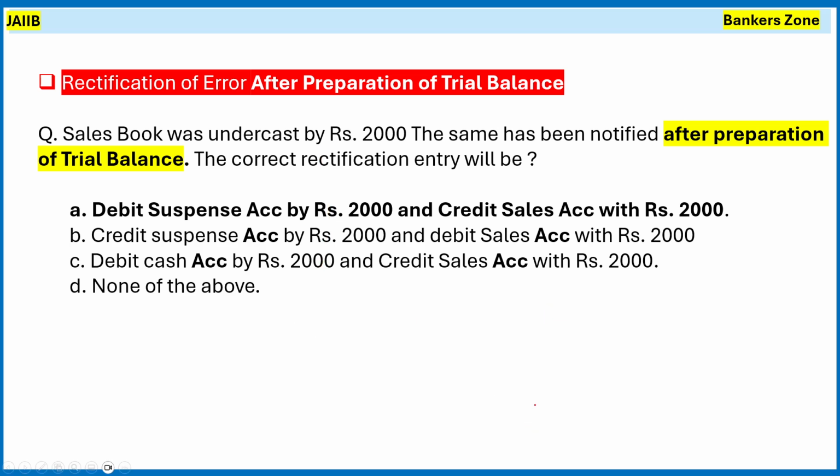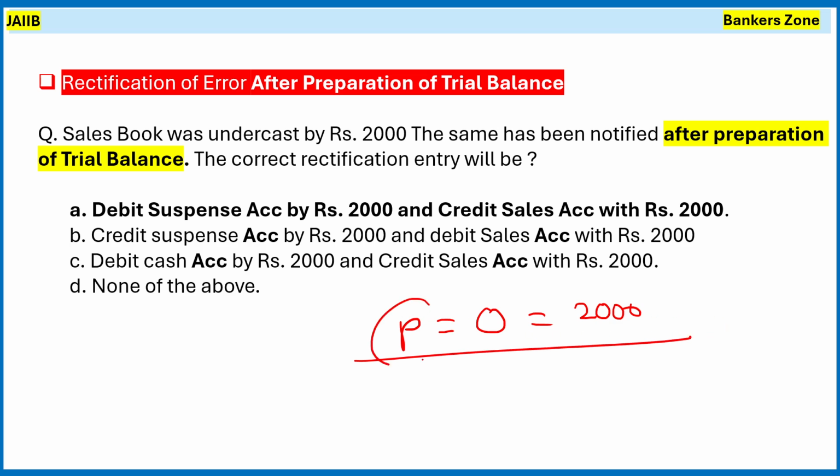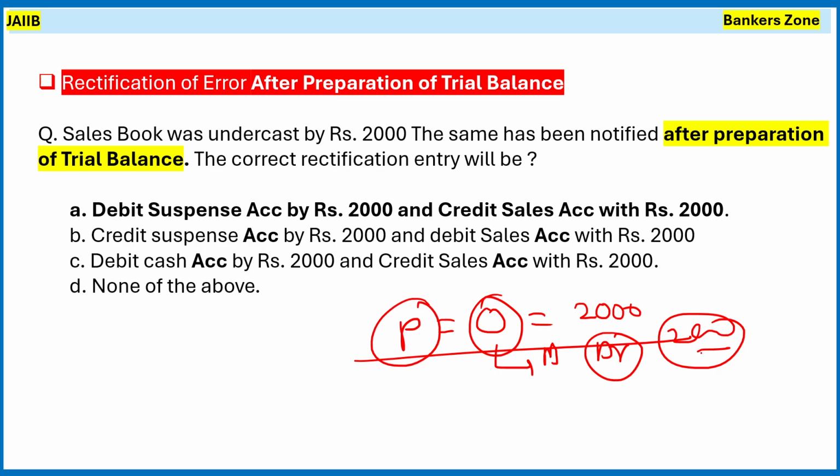Okay, if there is a question that the purchase account is overcast by, say, 2000, right? Overcast means over, it is shown more. Purchase account is debited, so overcasting is done. Over means more. Generally purchases are debited, so it is debited over by 2000. So what is the rectification? Credit the purchase account by 2000, and the corresponding debit will be the suspense account, right?